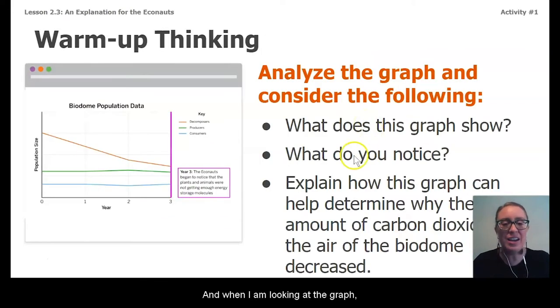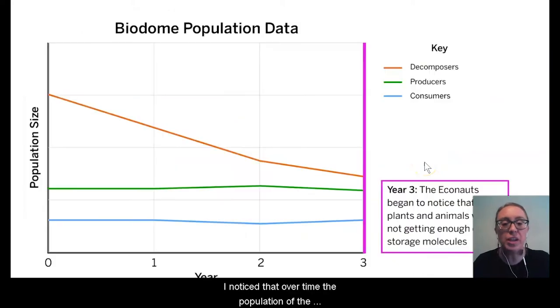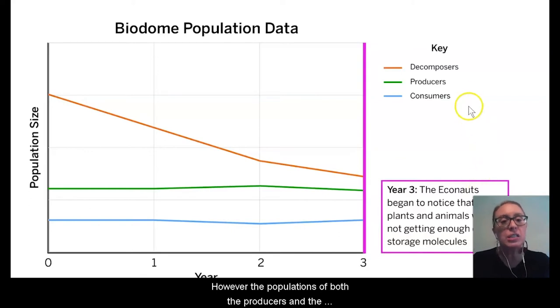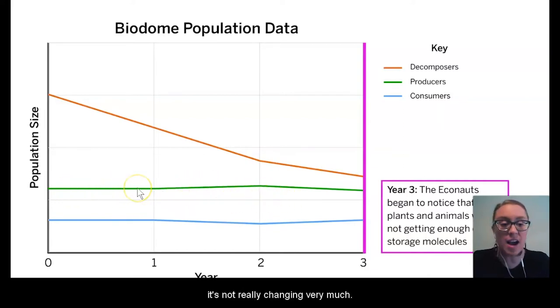And when I am looking at the graph, I notice that over time, the population of the decomposers is going down, it's decreasing. However, the populations of both the producers and the consumers is staying the same, because that line is flat. It's not really changing very much.